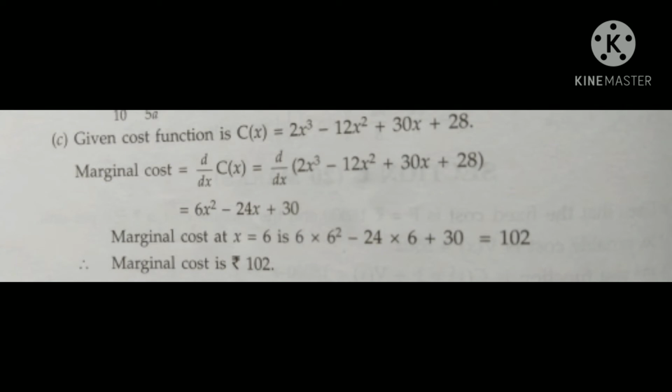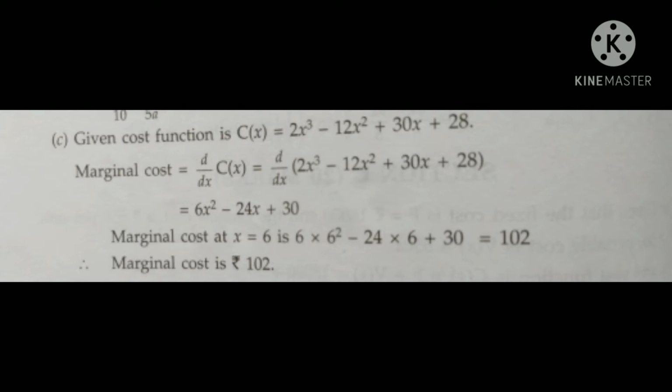C of x is equal to 2x cube minus 12x square plus 30x plus 28. You have to differentiate first, that is d/dx of C, which gives you 6x square minus 24x plus 30. As we know, d/dx of x to the power n is equal to n x to the power n minus 1. So marginal cost will be 6x square minus 24x plus 30.